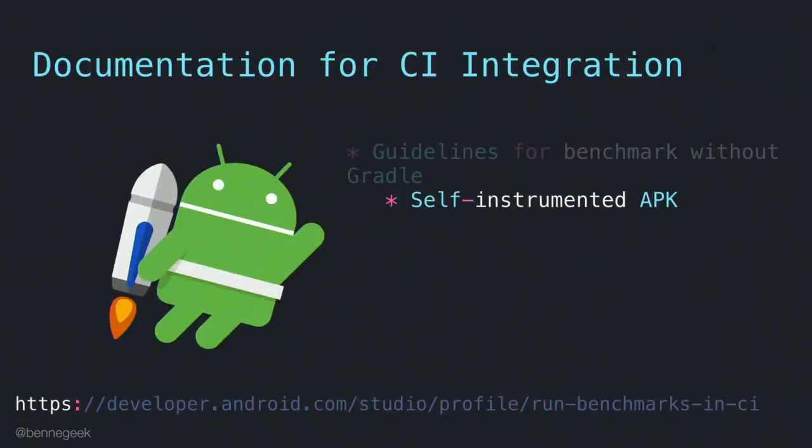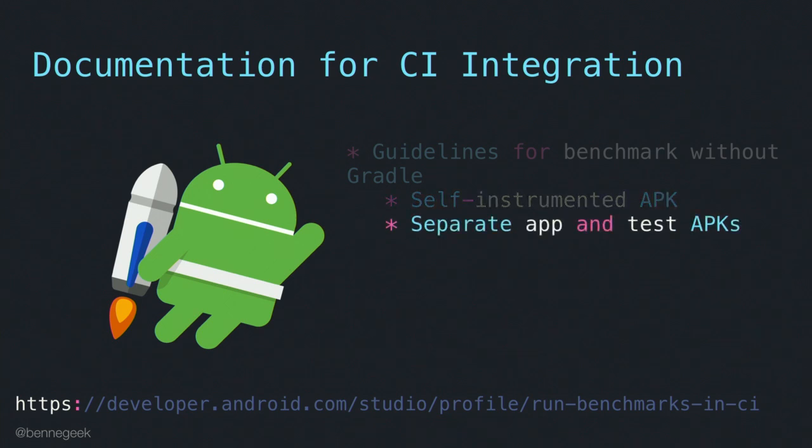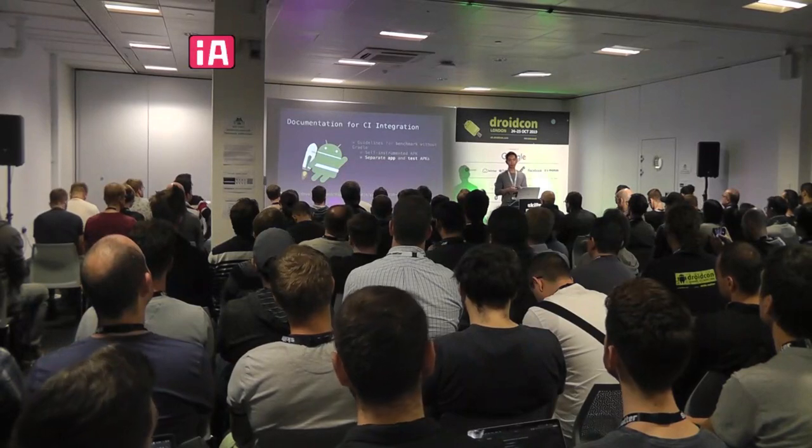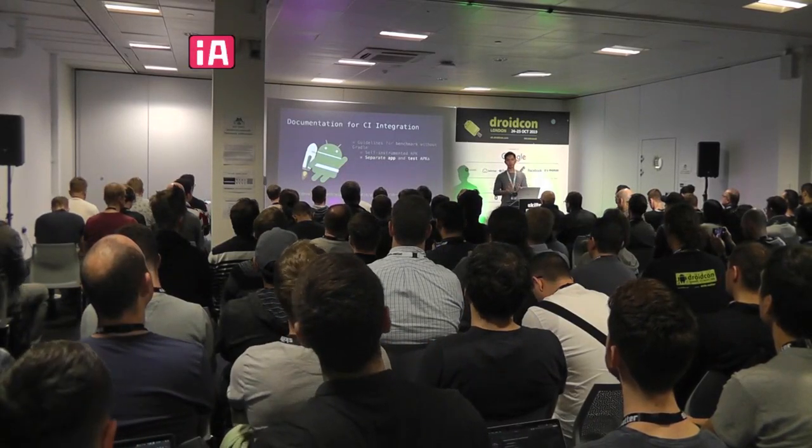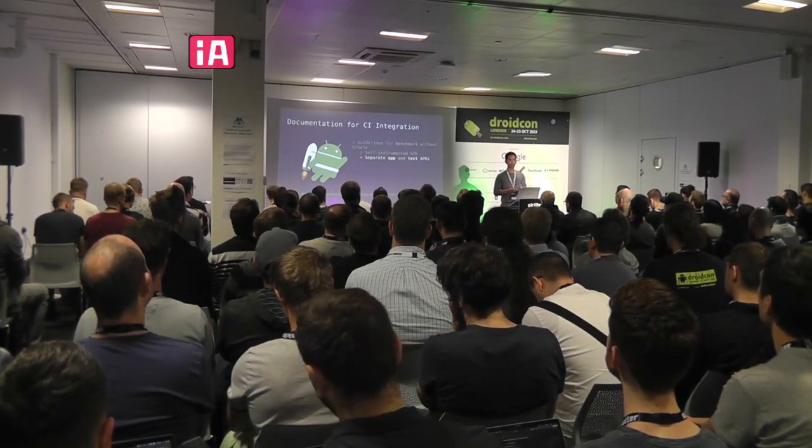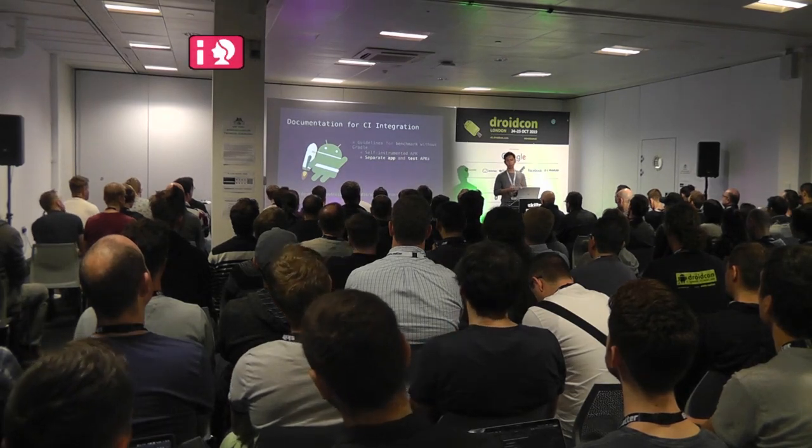And what the documentation contains is if you want to run benchmark without Gradle, for example, if you're using CI, you just upload the APK with the test and the test runner. And of course, you don't have Gradle there. And you need a way to run the benchmark without Gradle. So this is documented there. And there's two ways to do benchmarking. One is self-instrumented APKs, which is just one APK containing the tests and also the code that you are testing. Another way is what I've mentioned, which is two APKs, which is one is the main app that you are testing, and the other APK contains the tests.